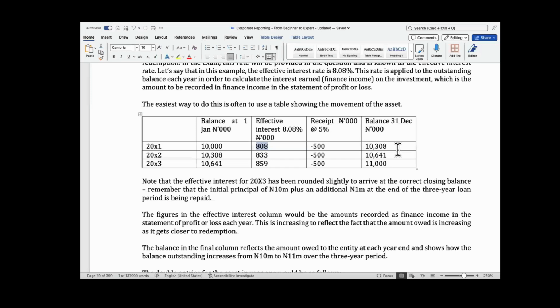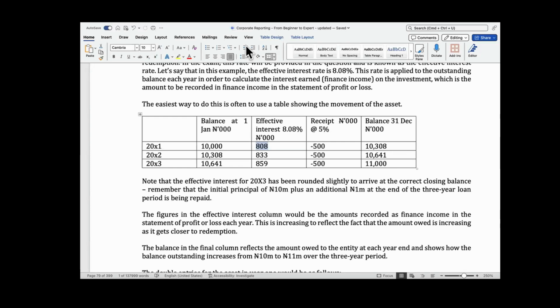You see this 10,308 is the amortized cost. It is the financial asset, which we're going to put in our non-current assets. Is the financial asset at amortized cost? If I may ask you, this new transaction, this new income here, can anybody try to tell me what the double entry would be? This 808, how do you think we'll have recorded it?